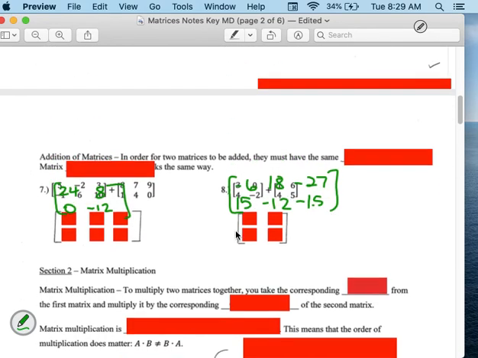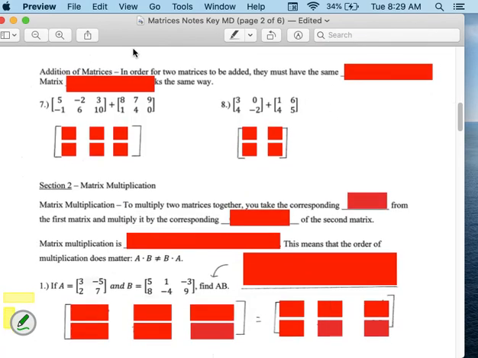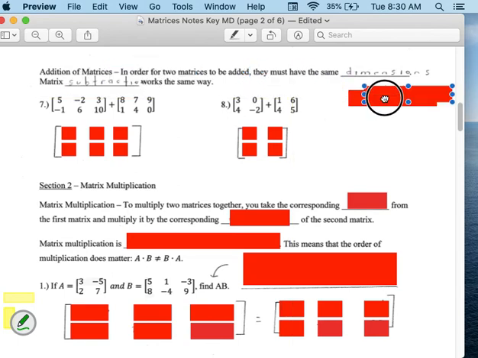So we can add matrices and subtract them. In order to add matrices, they must have the same dimensions. You must have the same dimensions if you can add them together. You have to have an entry in every single spot. Matrix subtraction is the same thing. For matrix addition and matrix subtraction, you have to have the same number of entries.